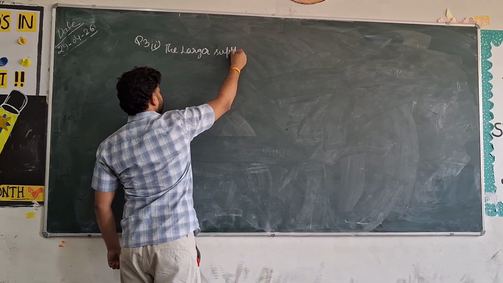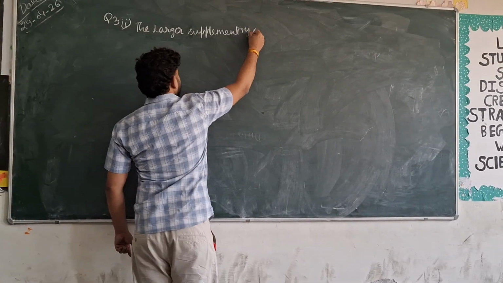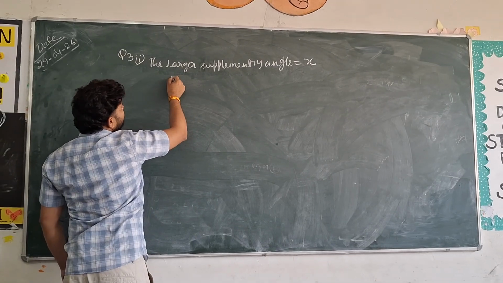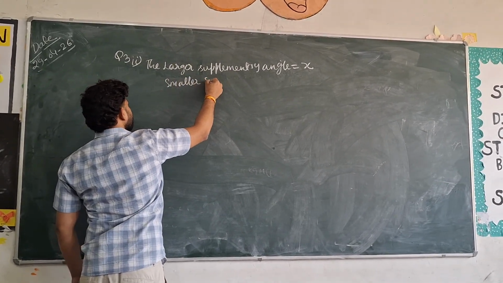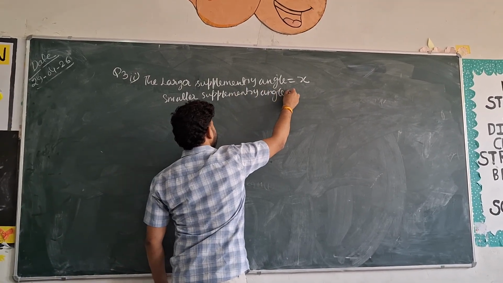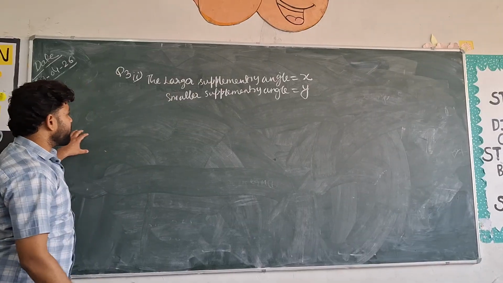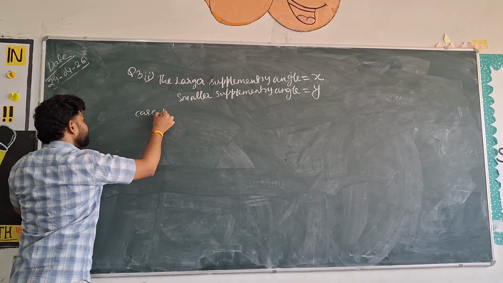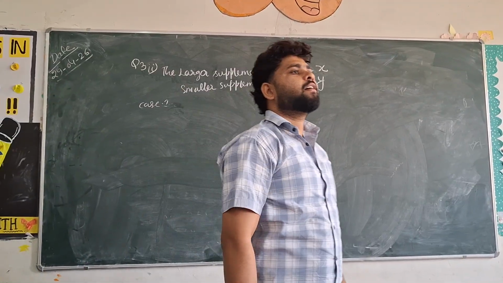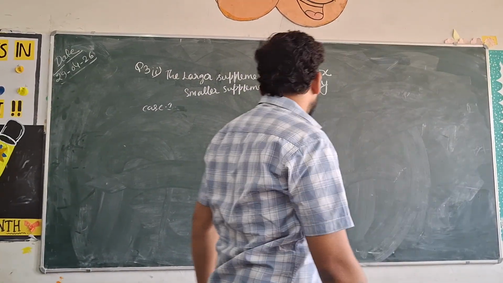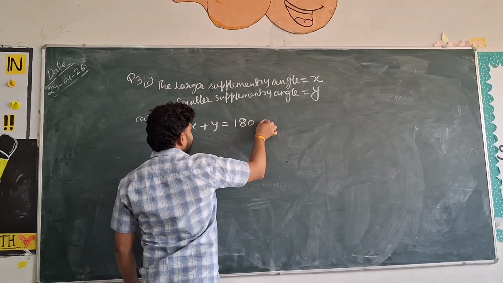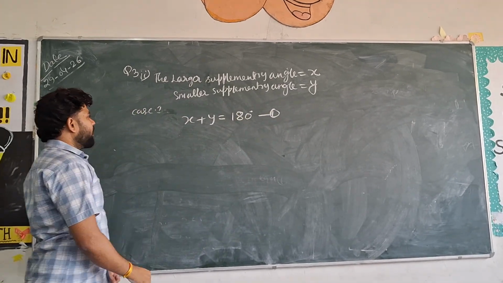Okay, so we can consider the larger supplementary angle equals x and the smaller supplementary angle equals y. According to case 1, we know that the sum of two supplementary angles is always 180 degrees. So we can write it as x plus y equals 180. Equation number 1.